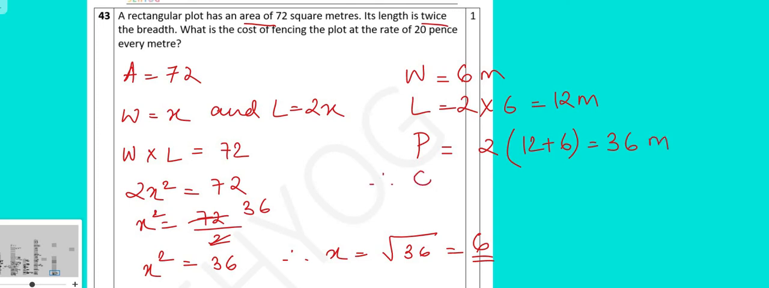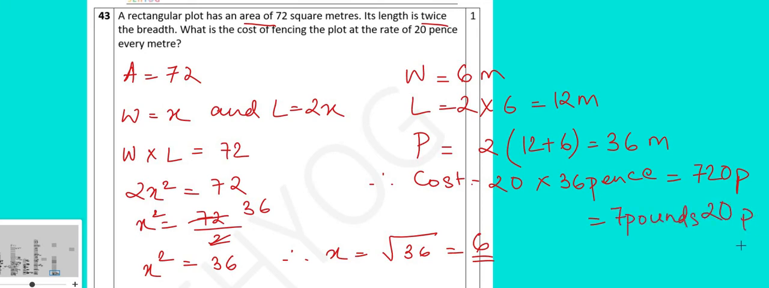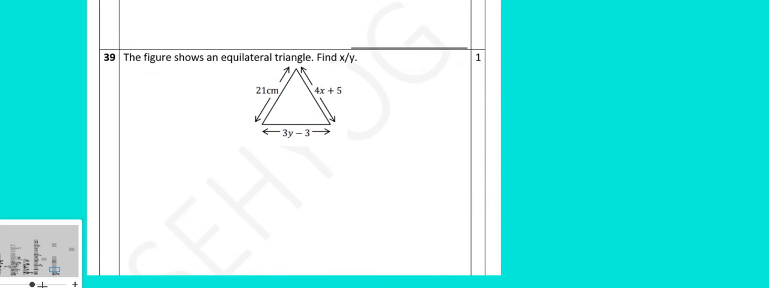Therefore the cost, now in order to find the cost, what we do is we do 20 into 36 pence is equal to 720 pence, which is equal to 7 pounds 20 pence. This is our answer for question number 43. Looking at our next sum, that is sum number 39.